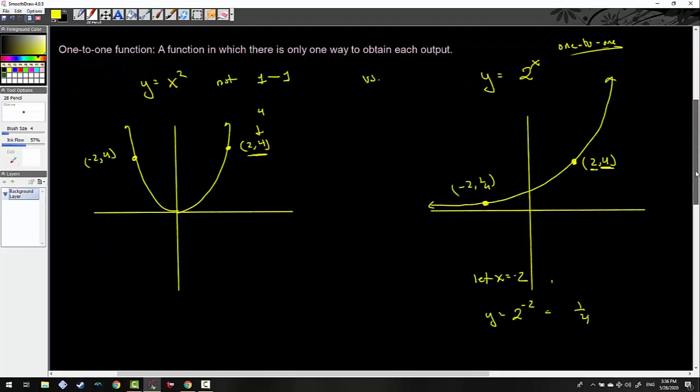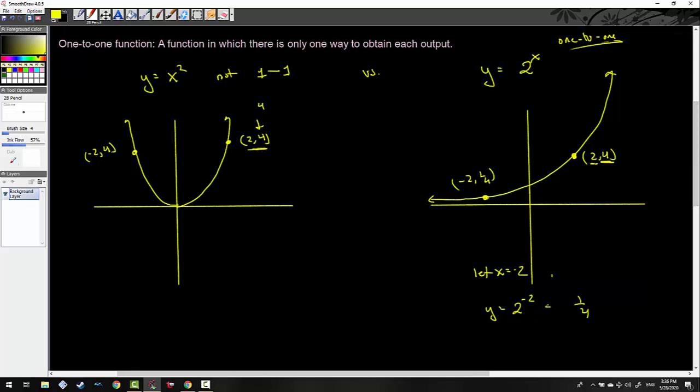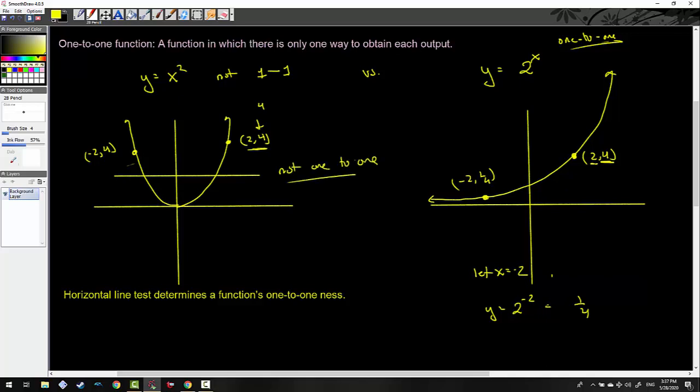So oftentimes the visual gimmick, like you guys saw in Integrated 1 with the vertical line test to determine functionality, the visual marker for determining a function's 1-to-1-ness is a horizontal line test. So a horizontal line test determines a function's 1-to-1-ness, if that's even a word. So notice how a horizontal line touches this parabola twice. That means that we are not one-to-one, which means our inverse will not be a function. If I draw a horizontal line anywhere on this exponential, it only touches once. So this is 1-to-1, meaning its inverse is in fact a function. And you will learn all about this guy's inverse in Integrated 3, and you will love it.